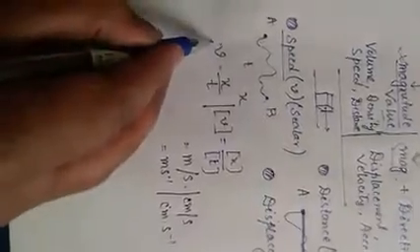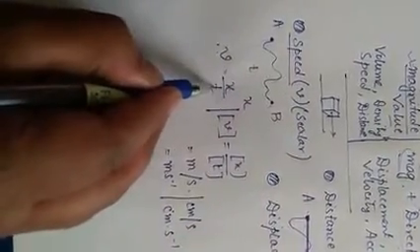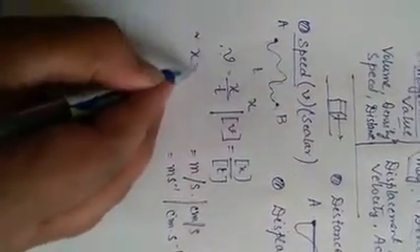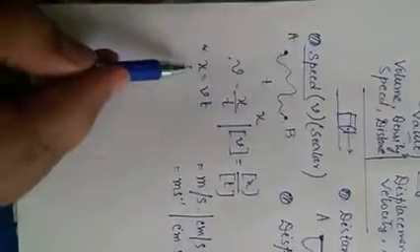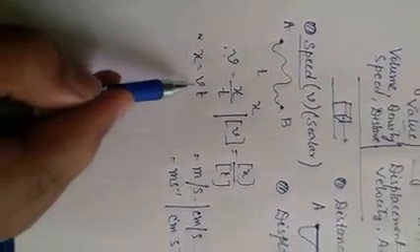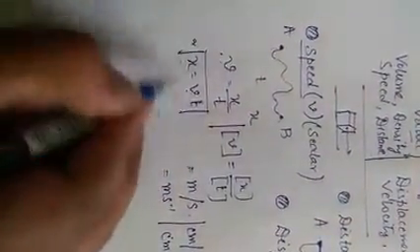So how to calculate this? Just look at this: v equals x by t, or x equals vt. So the total distance covered is equal to speed into time. This is the formula you need.